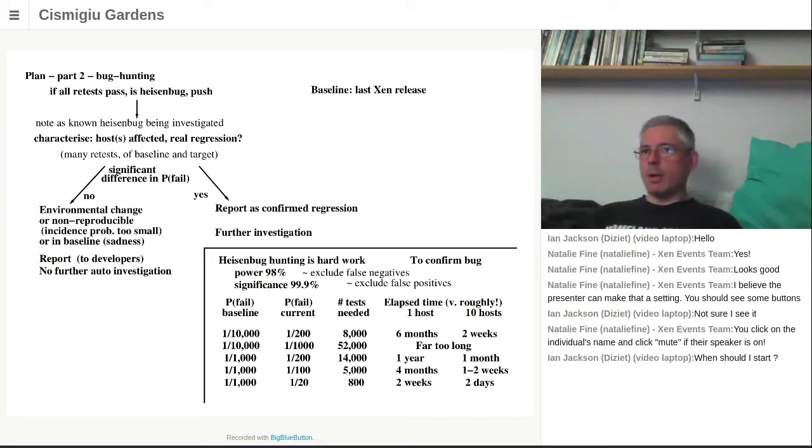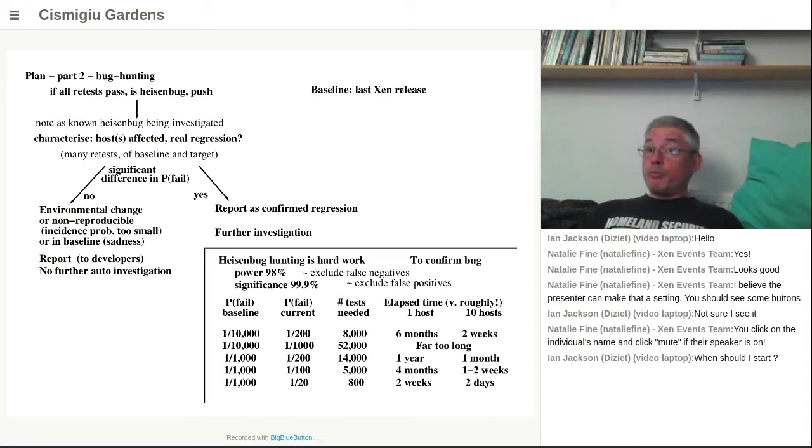According to my calculations, there are about 50,000 test runs, which would give you, if it has a failure probability of about 1 in 1,000, about 50 failures. And that would be enough to be confident that that was a real effect. In practice, I don't think we have the resources to do that.